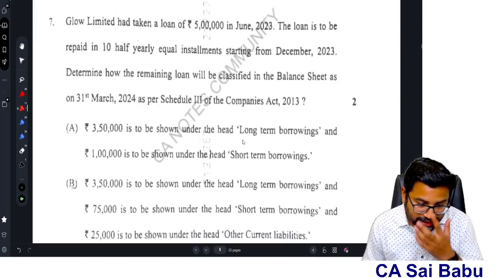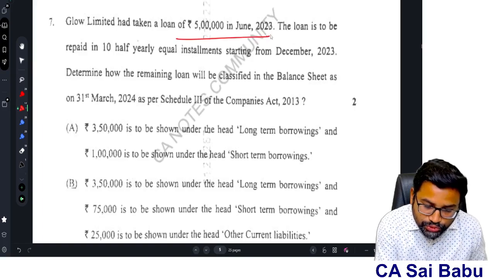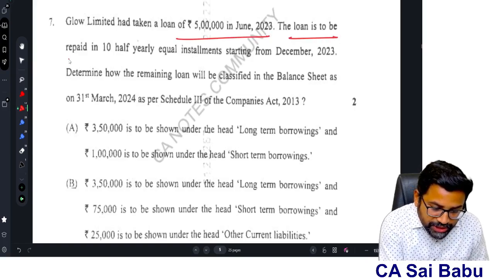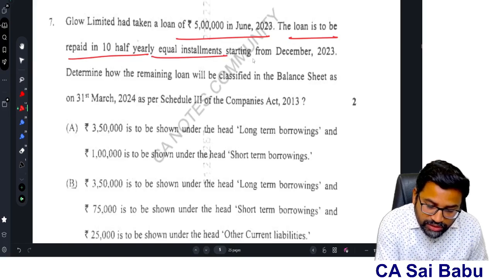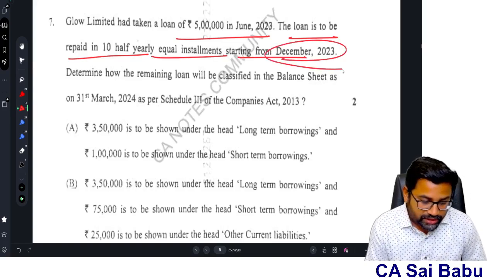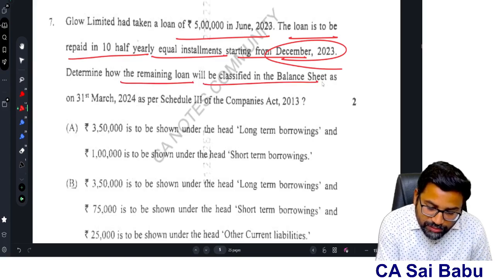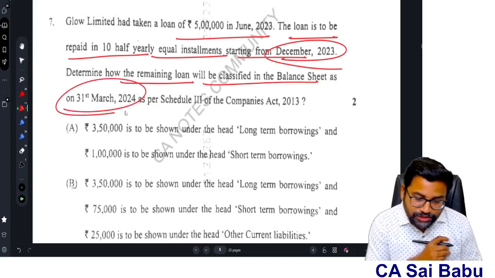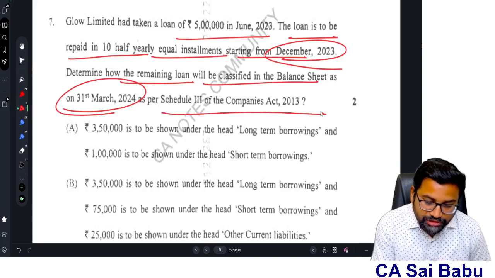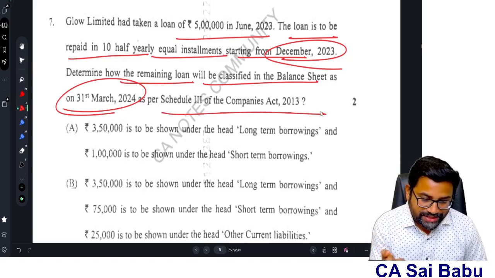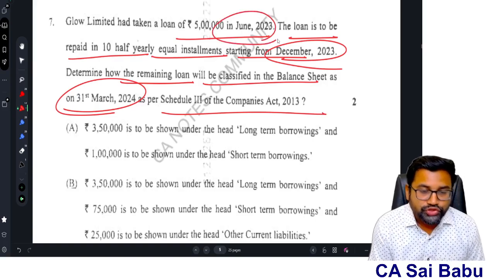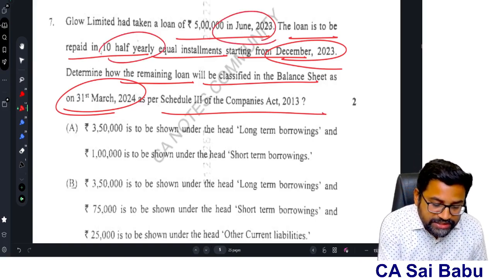Glow Limited had taken a loan of 5 lakhs in June 2023. This loan is to be repaid in 10 half yearly equal installments starting from December 23. Determine how the remaining loan will be classified in the balance sheet as on 31st March 2024 as per Schedule 3. This is one of the very simple questions, sir. Actually, the loan taken in June 2023 is paid in 10 installments, sir.